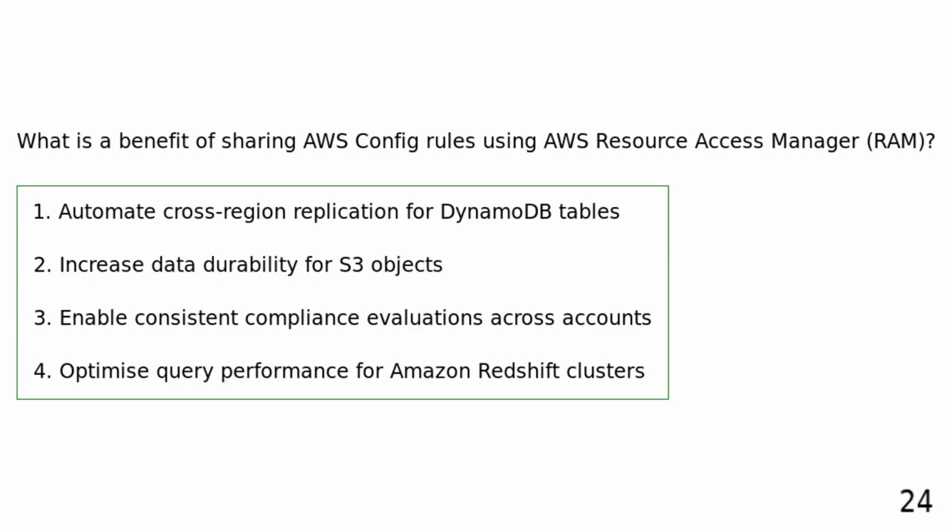What is a benefit of sharing AWS config rules using AWS Resource Access Manager? Automate cross-region replication for DynamoDB tables. Increase data durability for S3 objects. Enable consistent compliance evaluations across accounts. Optimize query performance for Amazon Redshift clusters.